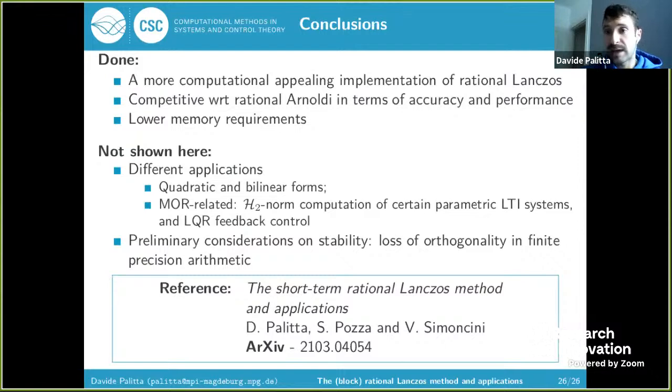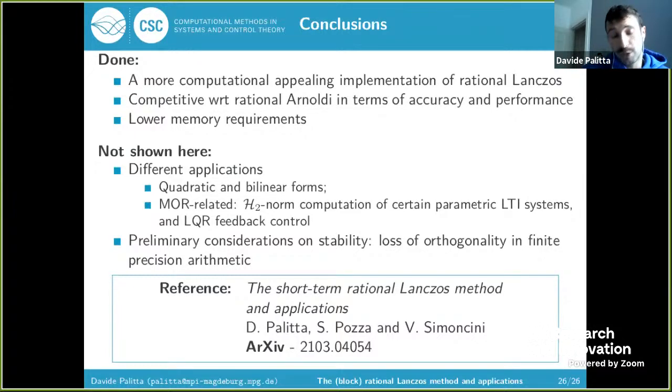But at the same time, we get lower memory requirements because we don't need to store the whole basis. There are different applications, of course, any kind of quadratic and bilinear forms. But if you want to think about more model reduction related applications, we also have the H2 norm. We may want to compute the H2 norm of certain parametric LTI systems and also LQR feedback control.